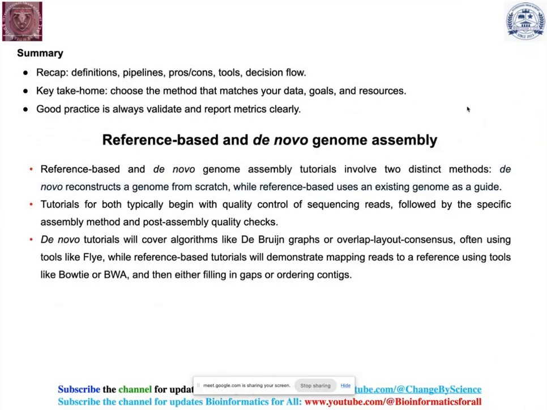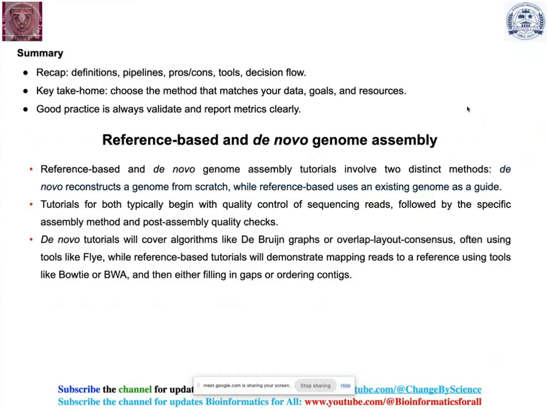So in summary, you can recap all the things we have discussed. For example, de novo is for when you need to start from scratch, when there is no reference genome available. Then the basic pipeline, and in reference-based, you already have the known genome sequence for the organism. The key take-home: choose the method that matches your data, goals, and resources. And good practice is to always validate and report metrics clearly.